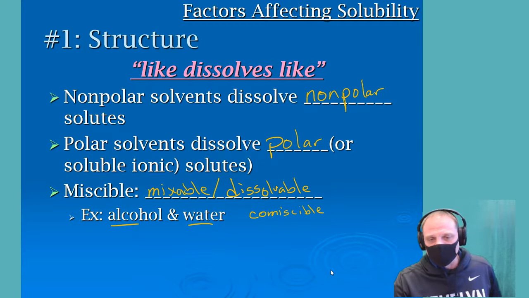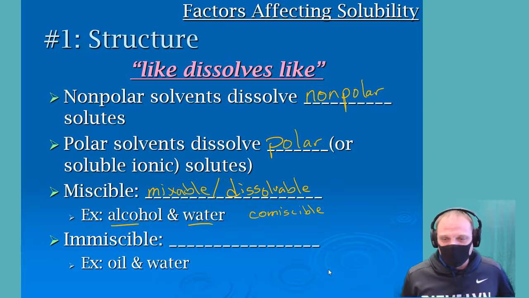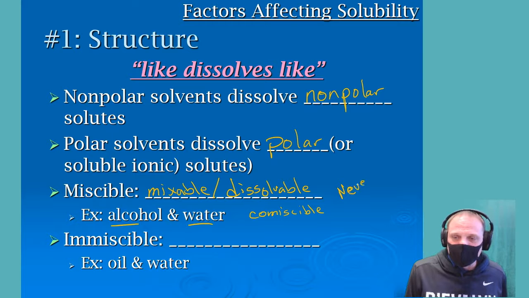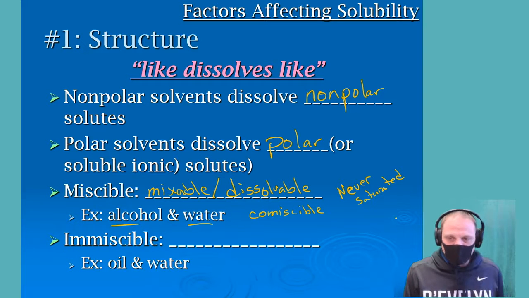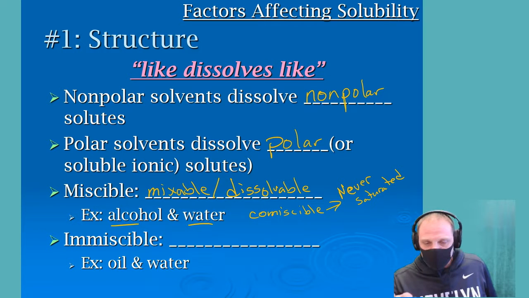Not all substances are completely miscible, right? You're going to have some mixing that'll take place until it's a saturation point. So with alcohol and water, you never hit a saturation point, okay? You never get saturated, all right? That's what happens when it's commiscible, all right? You're never going to get a saturation point.